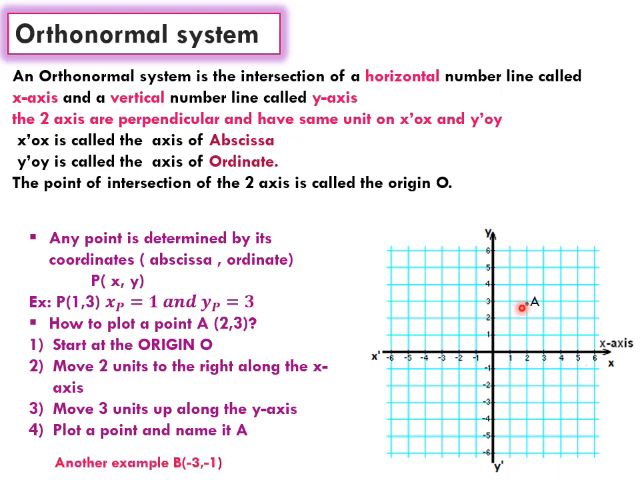Let us take another example. Point B has coordinates -3, -1. We start at the origin O. Then we move 3 units to the left along the x-axis, since x of B is equal to -3. Then we move 1 unit down along the y-axis, since y of B is equal to -1. So B is located here.